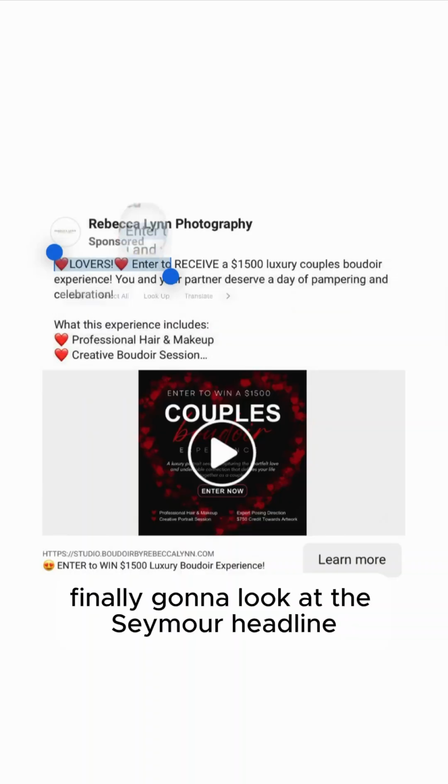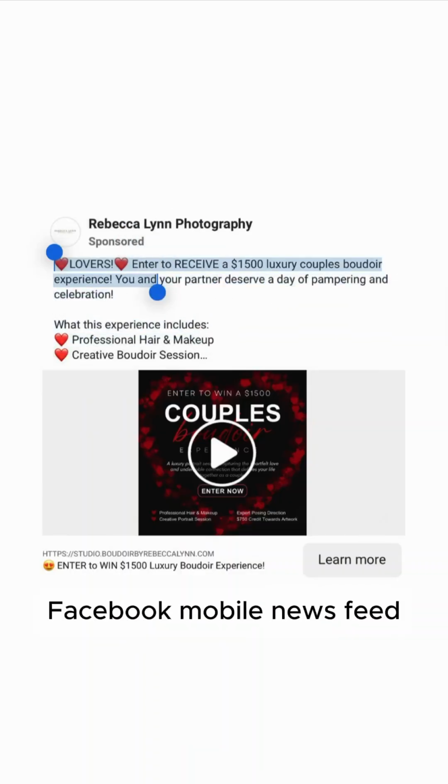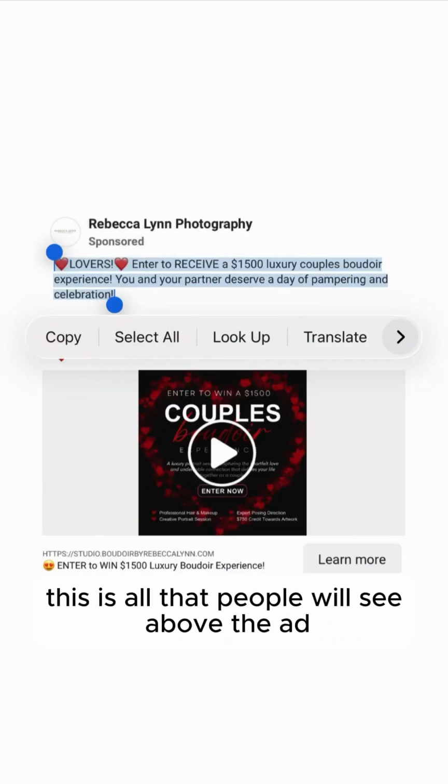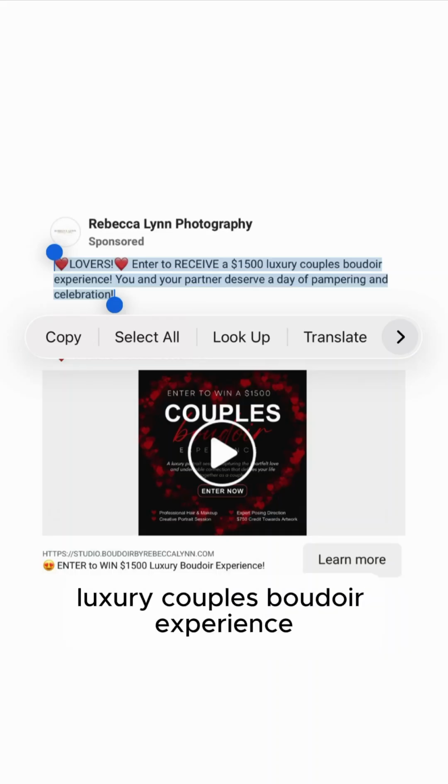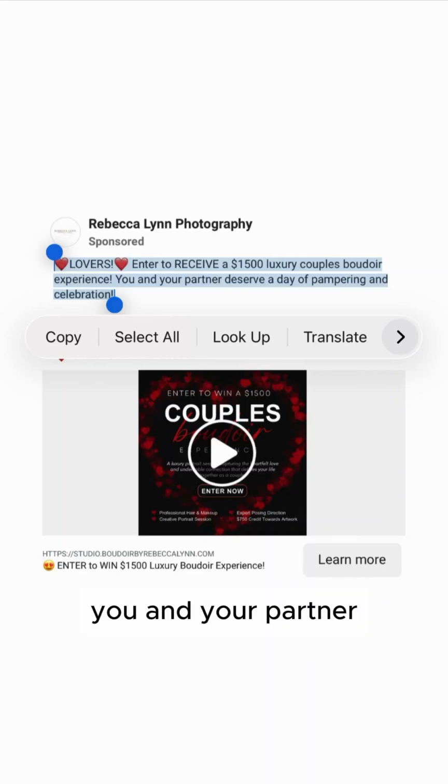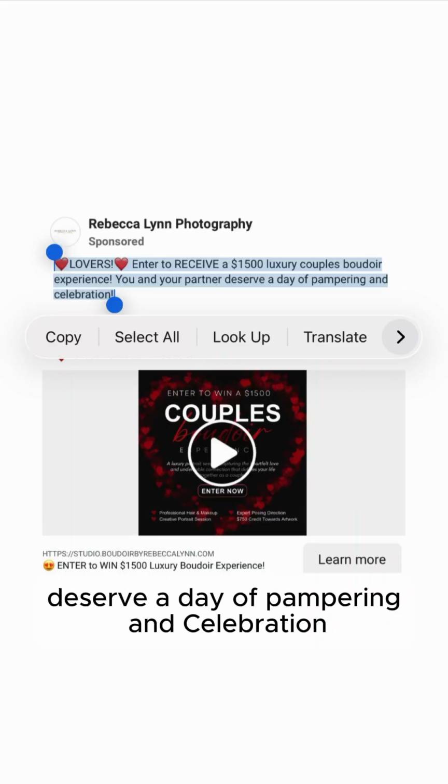Finally, we're going to look at the see more headline, the first 2 3/4 lines, Facebook mobile news feed. This is all that people will see above the ad. They won't see any other text. "Lovers, enter to receive this $1,500 luxury couples boudoir experience. You and your partner deserve a day of pampering and celebration."